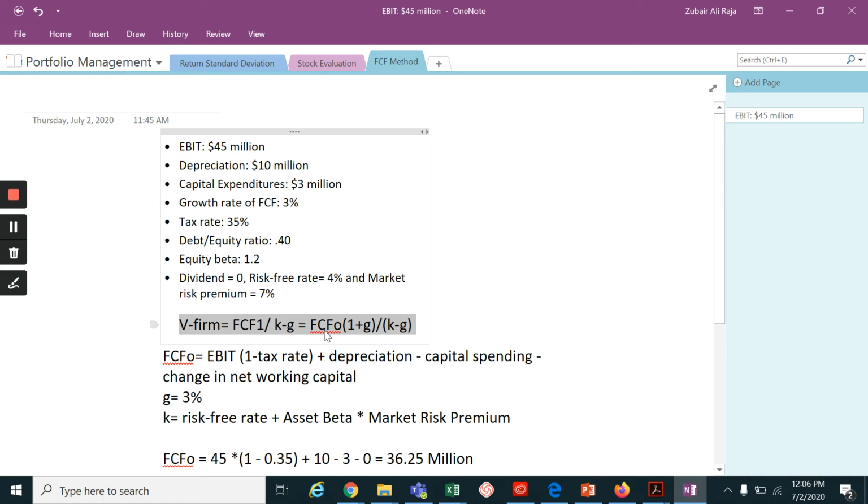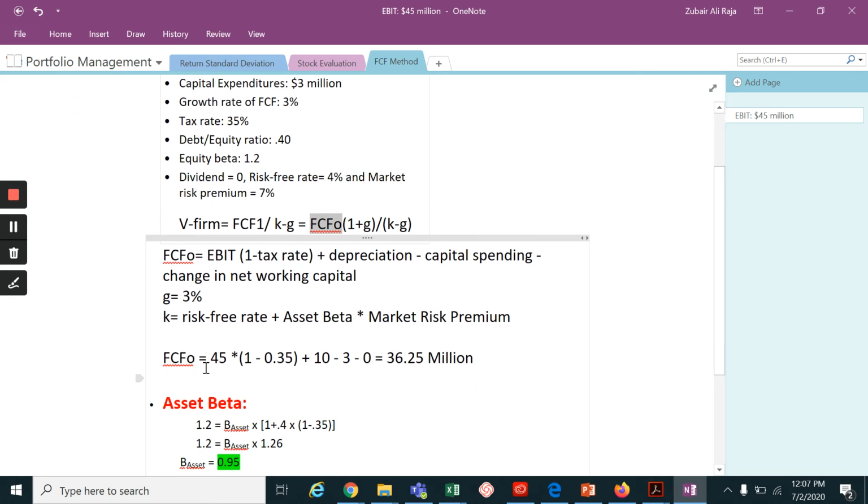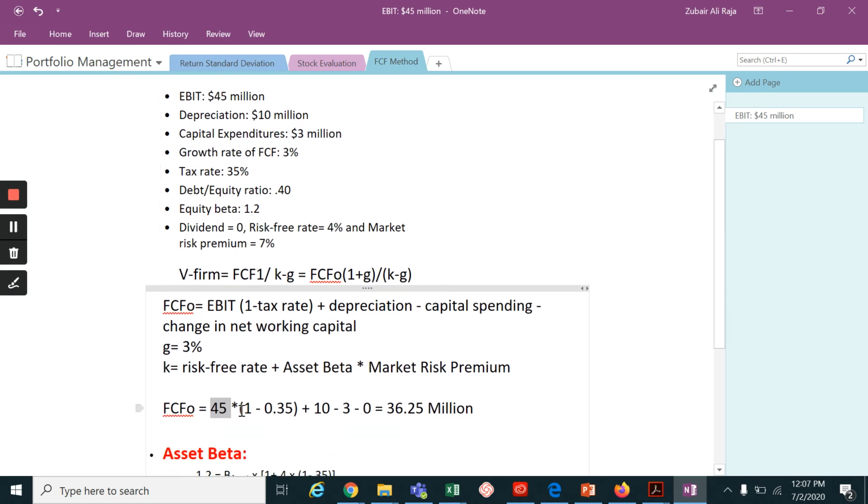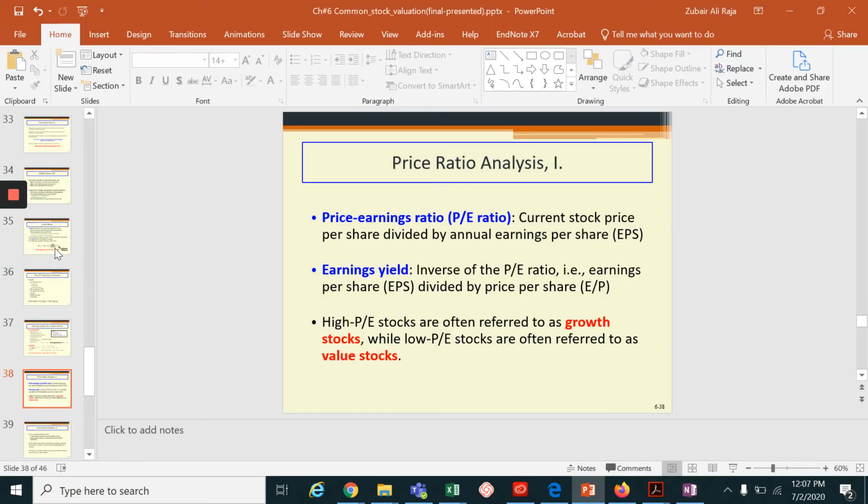So the free cash flow which you currently have has to be multiplied by 1 plus the growth rate to give you the free cash flow by the end of the first period, divided by the discount rate minus G. So first thing is how to find the current cash flow. We have all the data. We can find it by multiplying the 45 million, which was our EBIT, by 1 minus the tax rate. This was the formula, if you remember.